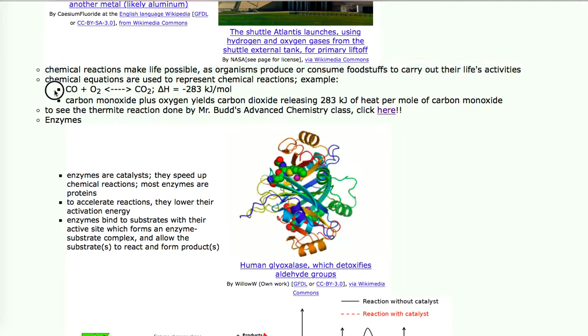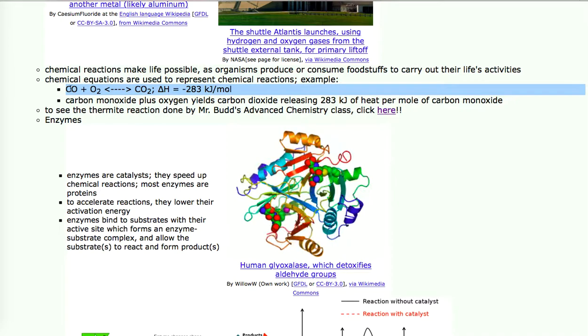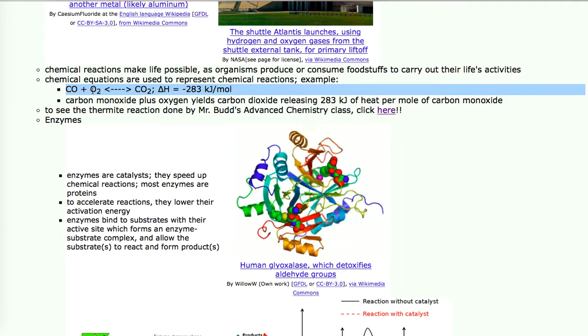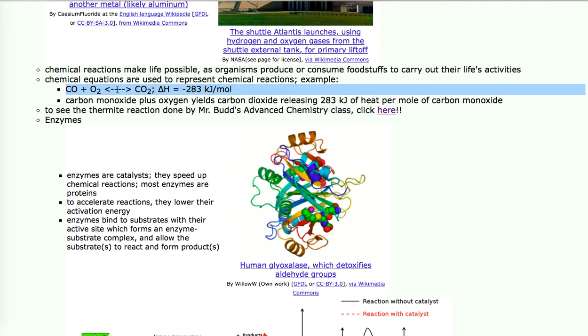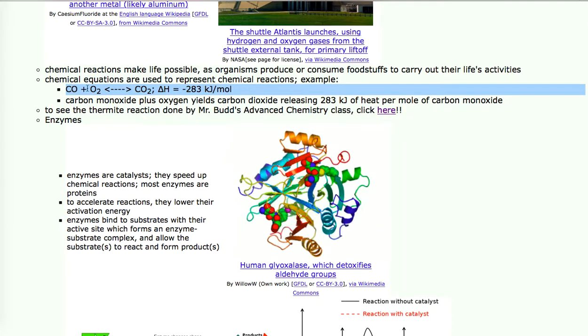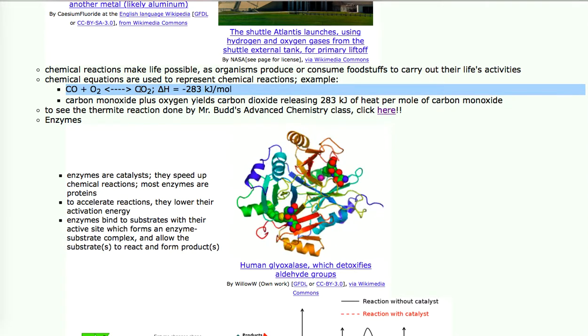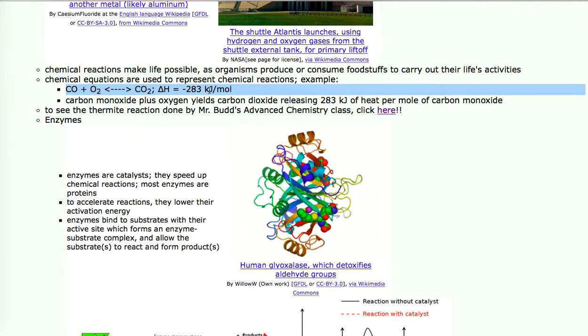Now, we represent chemical reactions with chemical equations. So here's a really simple one. This says carbon monoxide plus oxygen yields carbon dioxide, and it shows an equilibrium arrow here, although generally speaking, it goes to the right. So carbon monoxide and oxygen react to form carbon dioxide. The heat exchange for the reaction is a negative 283 kilojoules per mole.